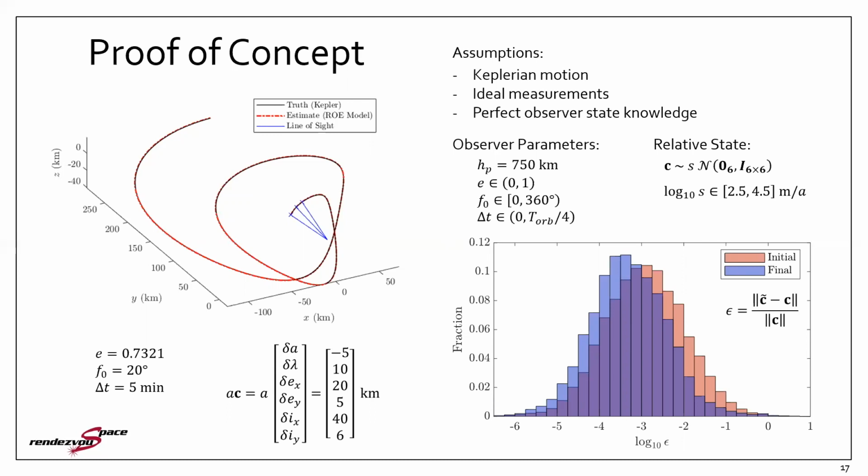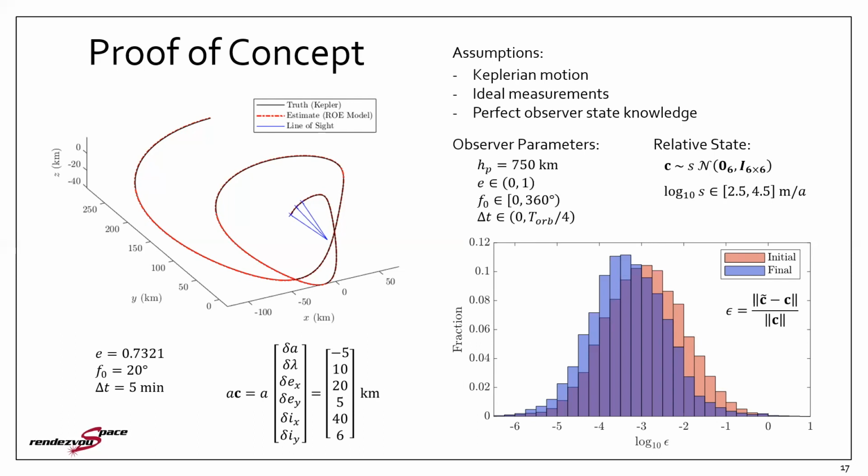The two match to within the resolution of the figure, providing a qualitative validation of both the model and the solution approach. For a more quantitative assessment, I looked at 10,000 scenarios with absolute and relative state parameters randomly sampled from a representative range, with interspacecraft separations from hundreds of meters to hundreds of kilometers. So the histogram here on the right shows the distribution of relative errors in the initial estimate of the relative state constants, as well as in the final estimate after refinement.